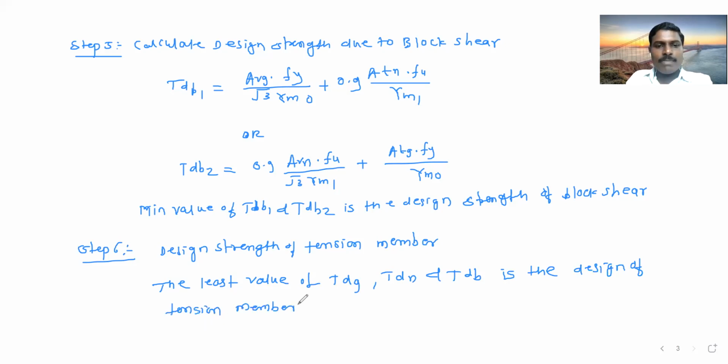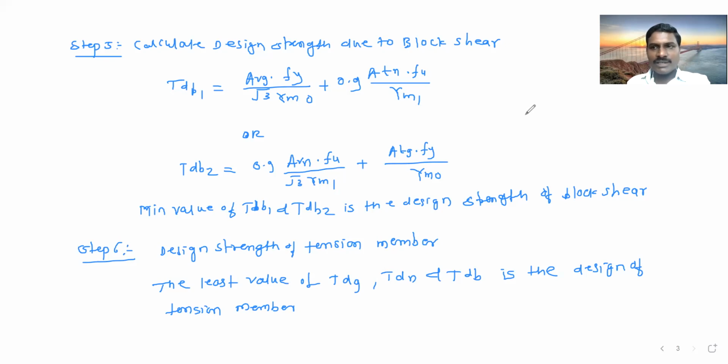It means what? Out of the design strength due to yielding of cross section, design strength due to rupture of critical section, and design strength due to block shear, out of these three, whichever is the least will be the final design strength of the tension member. Got it, everyone?